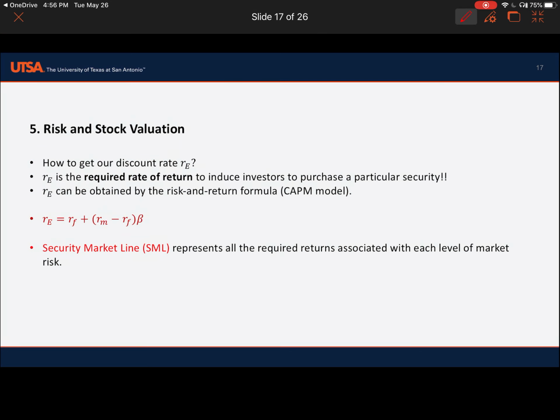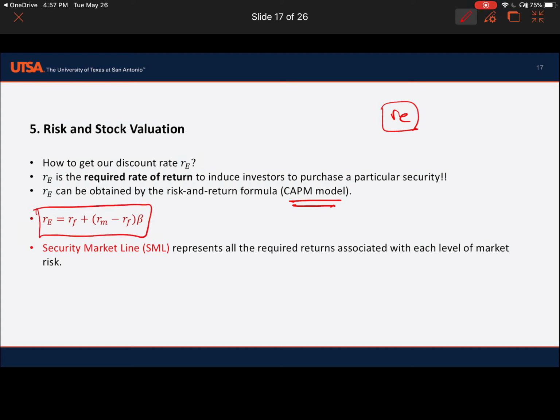Okay, risk and stock valuation: how to get our discount rate. In prior examples, I gave you the cost of equity, but in many circumstances, we need to estimate the cost of equity. How can we do that? Cost of equity is the required rate of return to induce an investor to purchase a particular security. So cost of equity can be obtained by the risk and return formula, the capital asset pricing model.